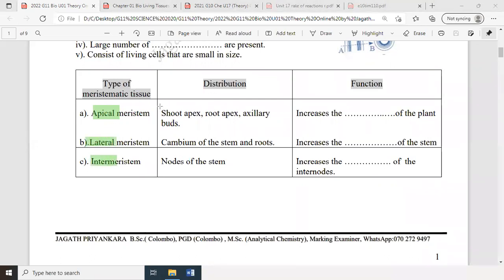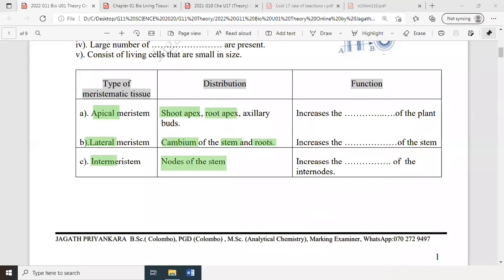I have given the distribution of the location: shoot apex, the tip of the stem; root apex, the tip of the root; or axillary buds, from which you get branches; and the lateral meristem, the cambium. Cambium is present in the stem as well as in the roots. Roots grow laterally because of the cambium. And nodes of the stem, intercalary meristem.